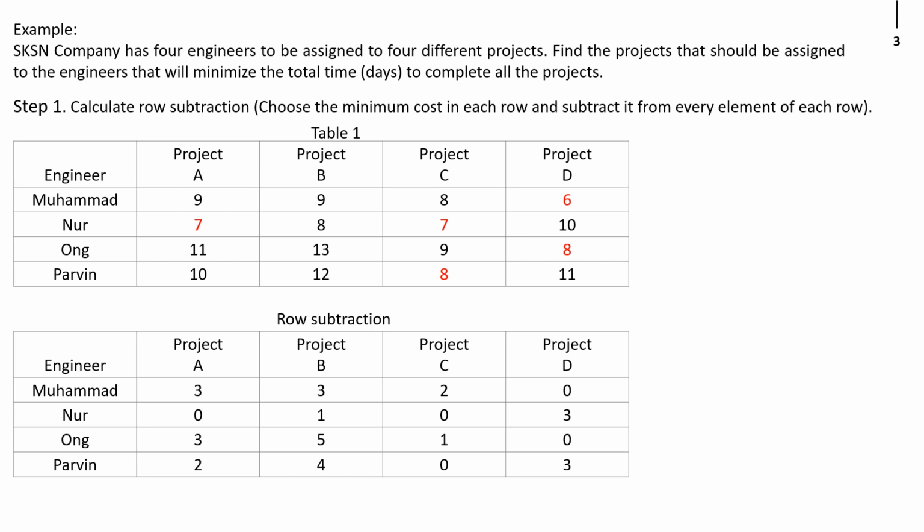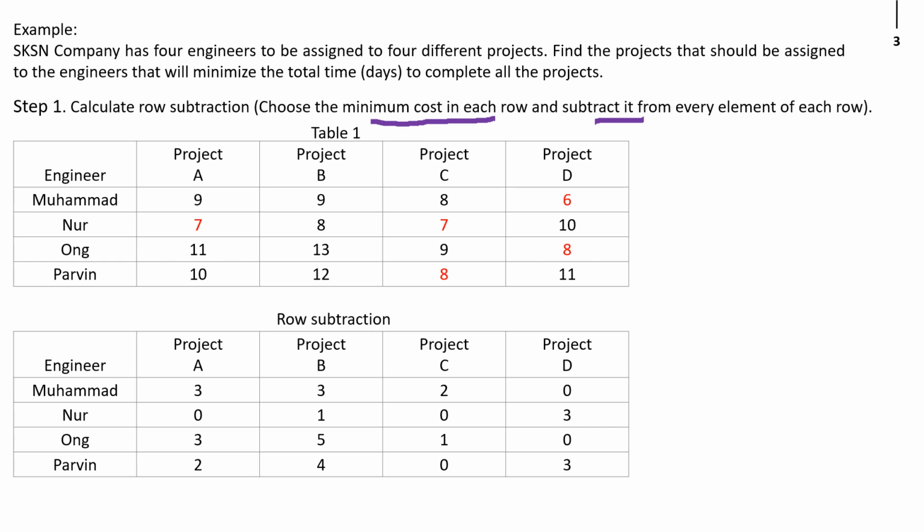SKSN company has 4 engineers to be assigned to 4 different projects. Find the projects that should be assigned to the engineers that will minimize the total time in days to complete all the projects. The first step is to calculate the row subtraction, meaning that we choose the minimum cost in each row and subtract it from every element of that row.